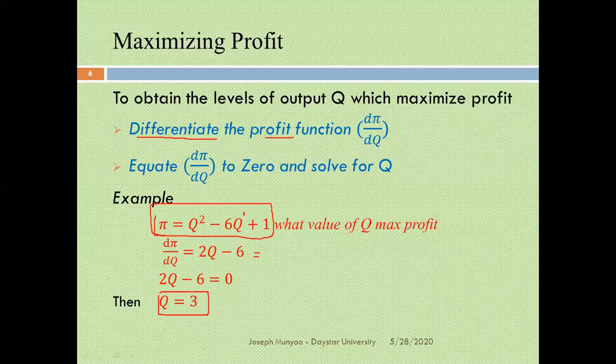Meaning, I'm implying that this profit is maximum at 3. If you draw it, you realize that it curves upward or downwards at the point 3. That is where it is maximum.